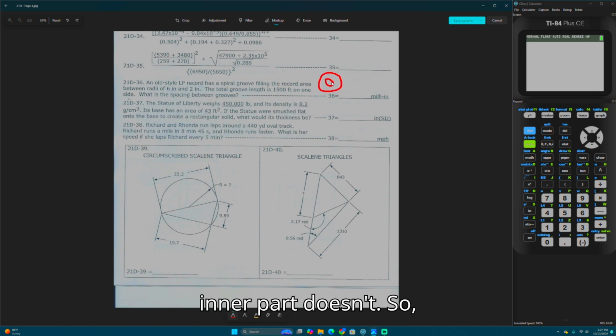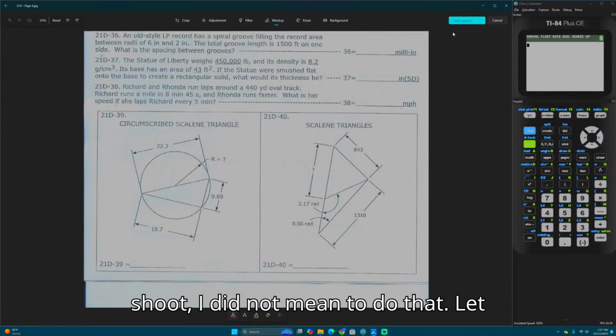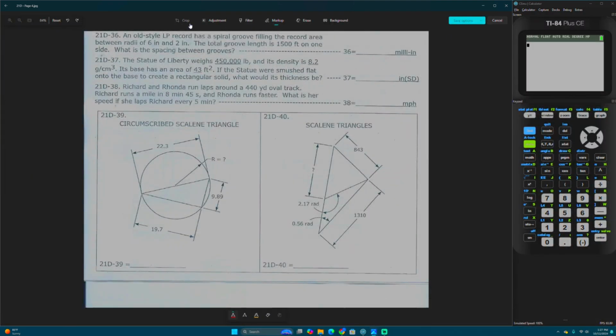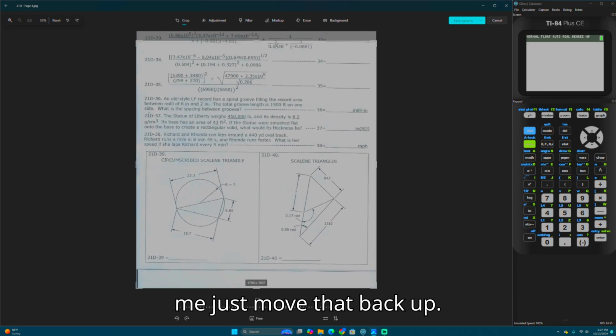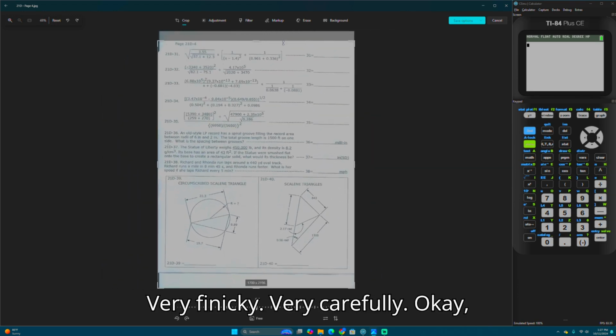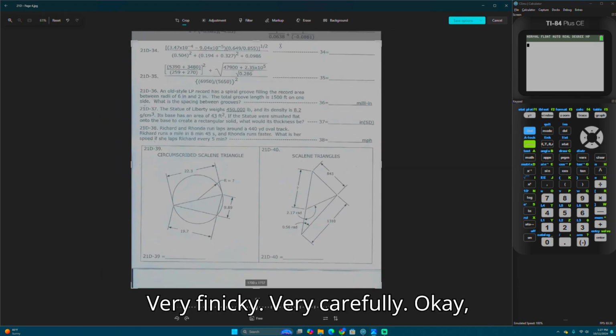This inner part doesn't. So shoot, I did not mean to do that. Let me just move that back up. Very finicky. Very carefully. Okay, there we go.